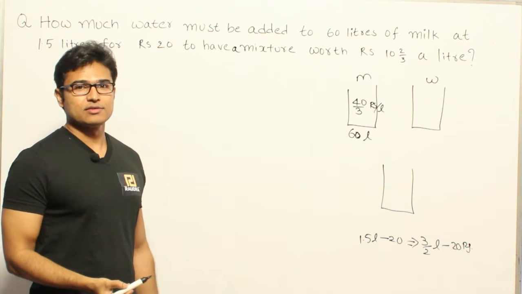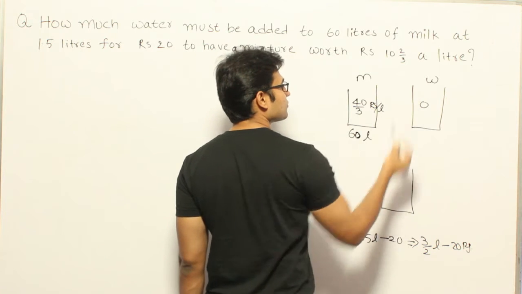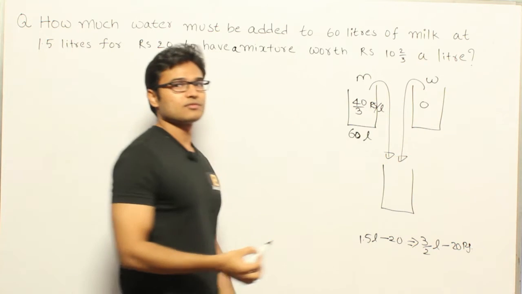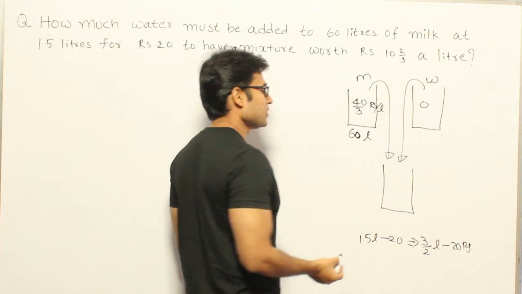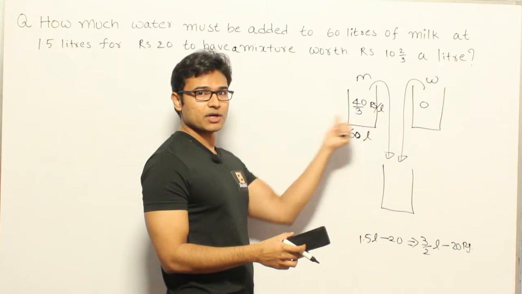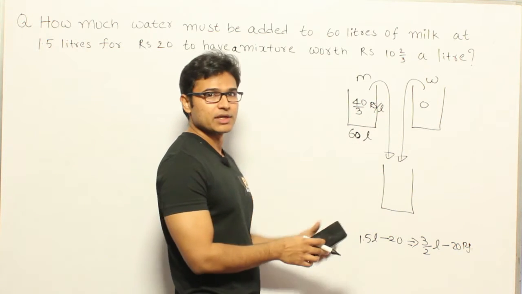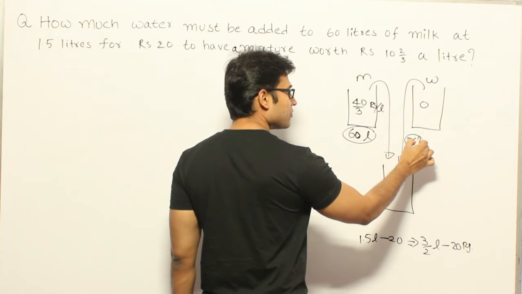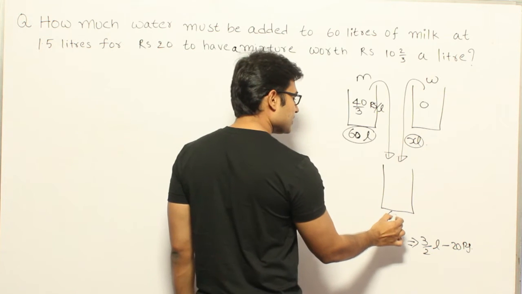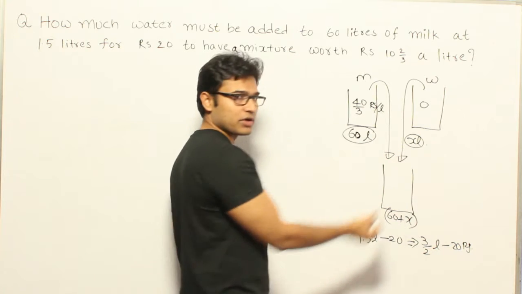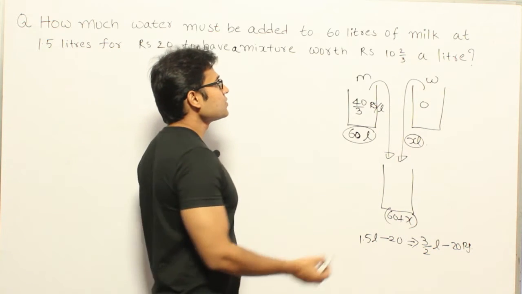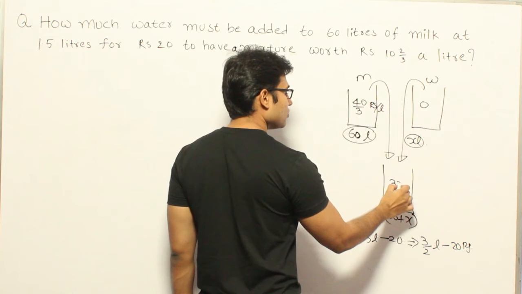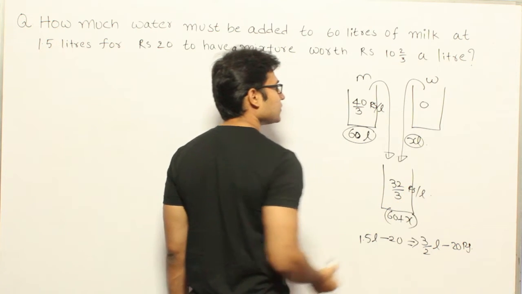Now you can assume that water is free, which means cost of water is 0. Now they are saying that we are going to mix this one with water, and we are not going to take a part of it, we are completely taking the milk, which means we take the complete 60 liters of milk, and we don't know how much water to take. Let's say x liters we are taking, which means the final mixture is going to contain 60 plus x liters of milk plus water in such a way that the cost per liter is going to be, see this, the mixture is worth 10 2/3 a liter, which is nothing but 32/3 rupees a liter. So this is what is given.